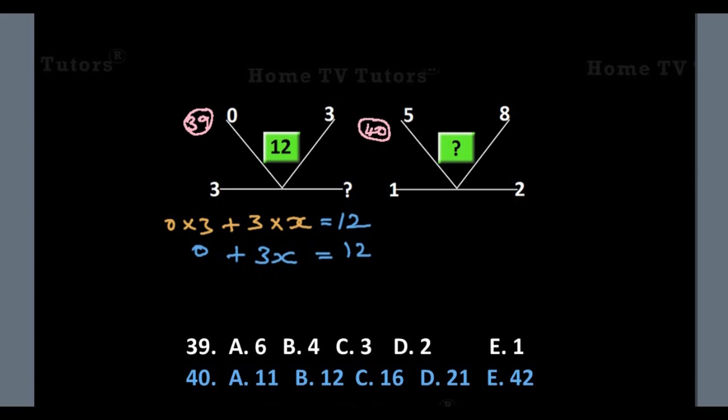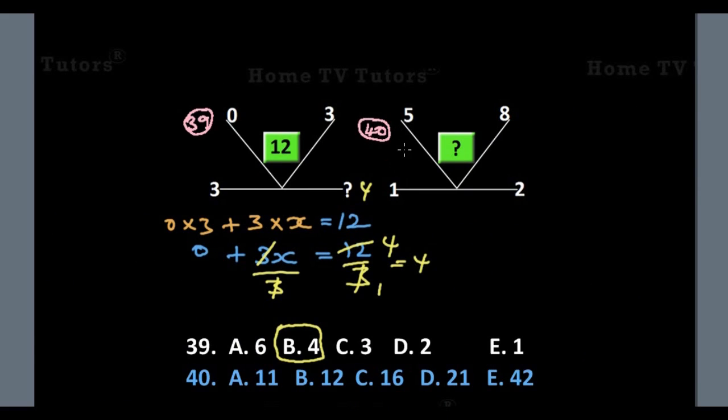So now we divide both sides by 3. Okay, 3 cancels 3 out on the left hand side. Then on the right hand side, 3 goes in 3 once, 3 goes in 12 4. So the unknown number is 4. The answer option B is the right answer.